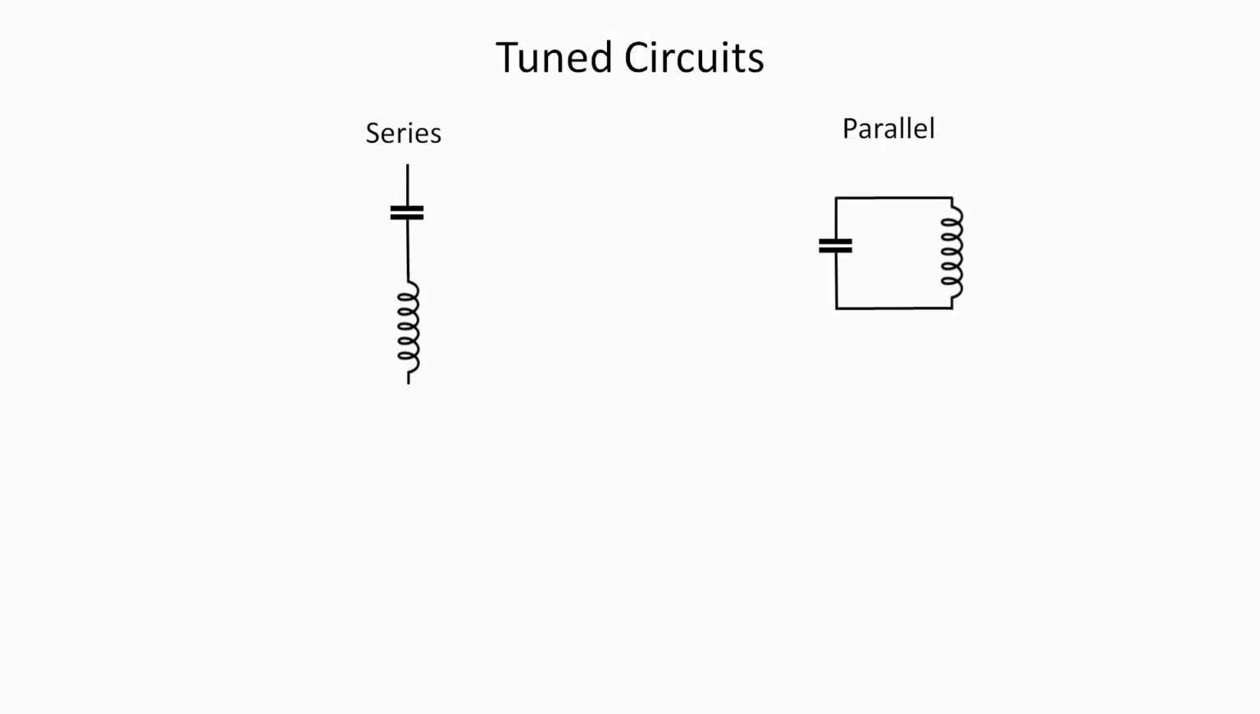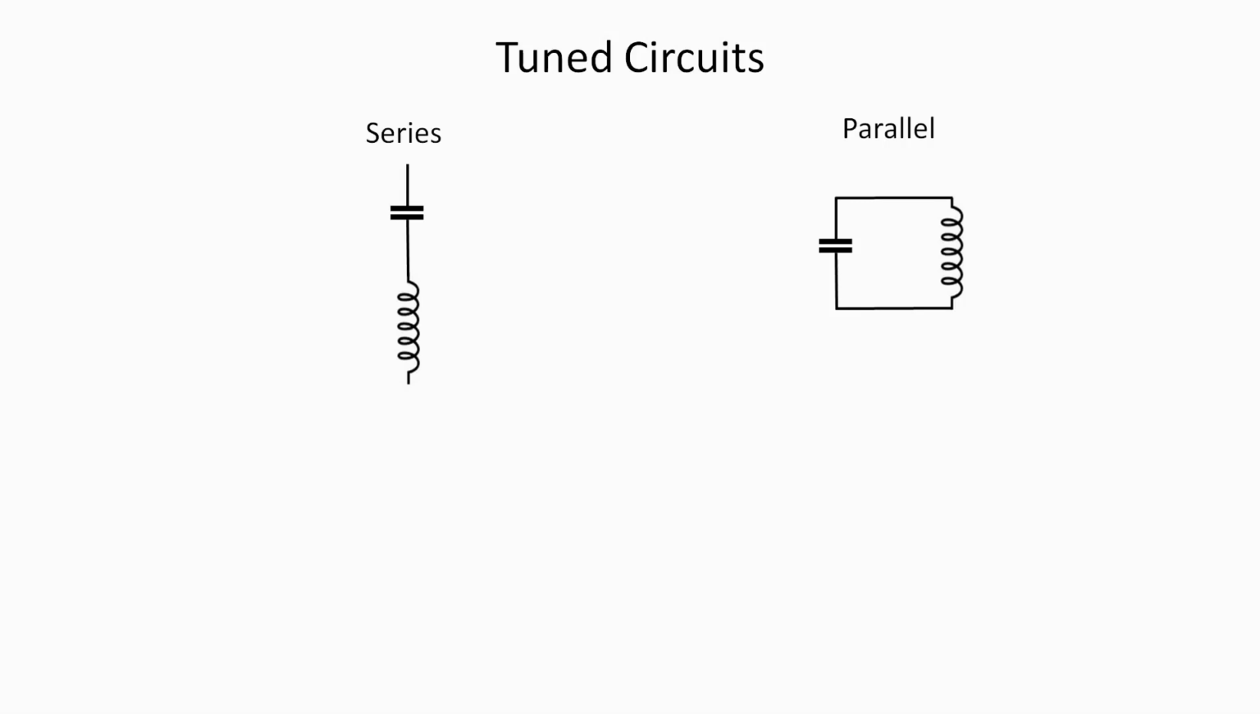Tuned circuits then come in two forms. Very easy to recognise. Series tuned circuit, exactly as you might expect: a capacitor and a coil connected in series. And the parallel tuned circuit, again exactly what it says on the tin: a capacitor and coil connected this time in parallel.